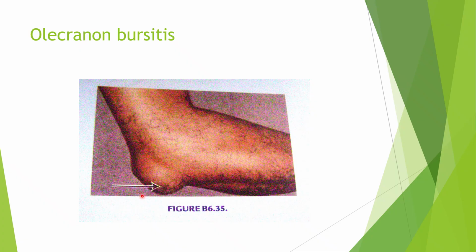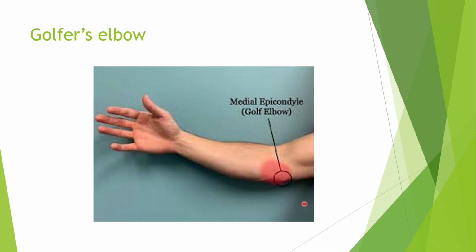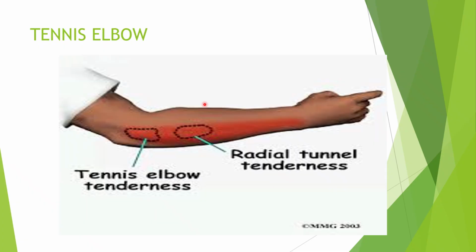Olecranon bursitis is called student's elbow. This is inflammation of the olecranon bursa. Inflammation of the medial epicondyle is called the golfer's elbow. Inflammation and pain over the lateral epicondyle is called the tennis elbow.